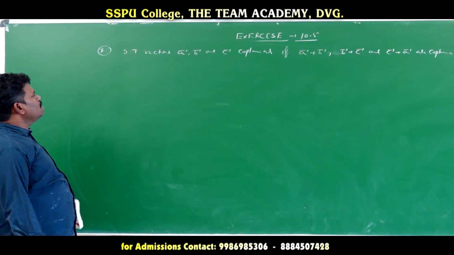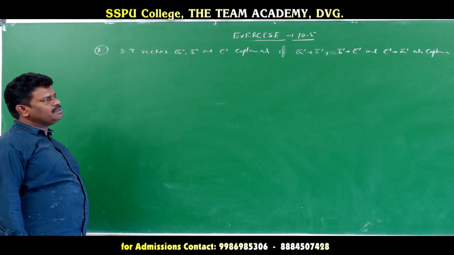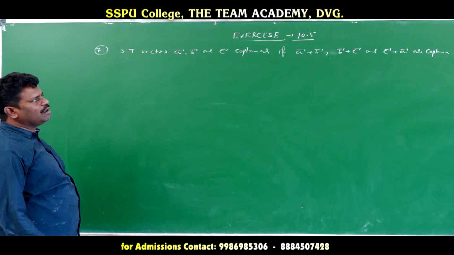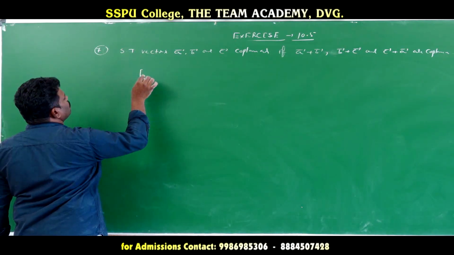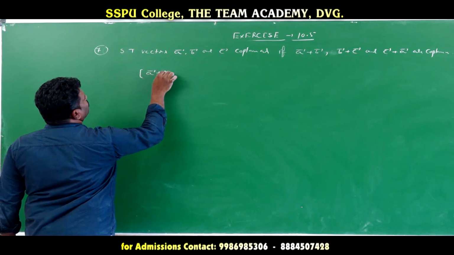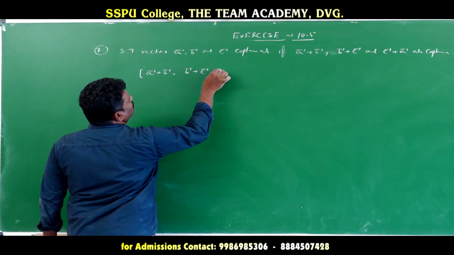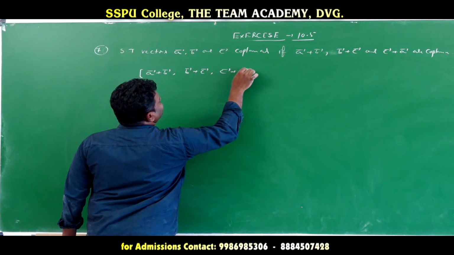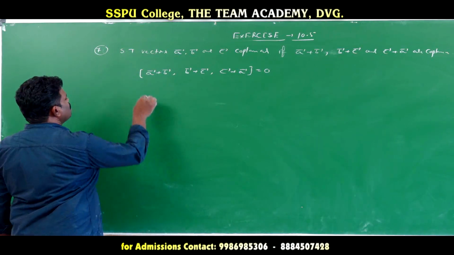Last question: show that vectors a bar, b bar and c bar are coplanar if a bar plus b bar, b bar plus c bar and c bar plus a bar are coplanar. Now if we take this, then what we have here is the box of a bar plus b bar, comma, b bar plus c bar, comma, c bar plus a bar are coplanar. Coplanar means box value is equal to 0.